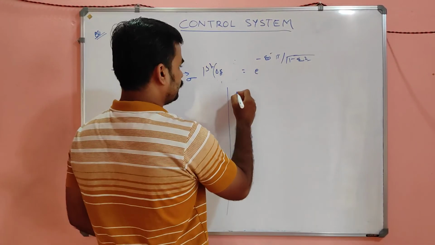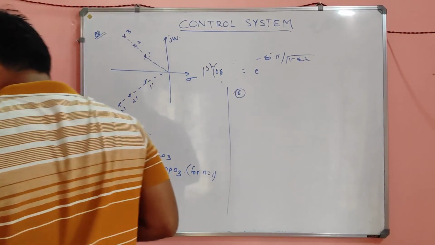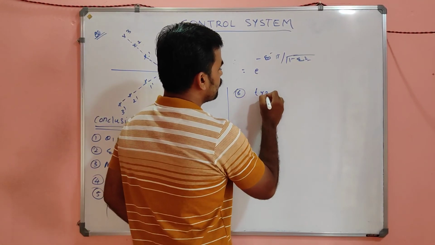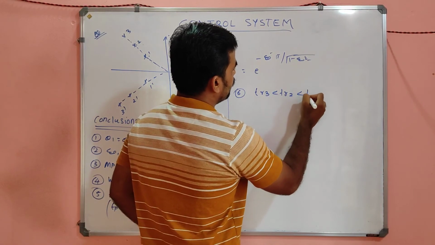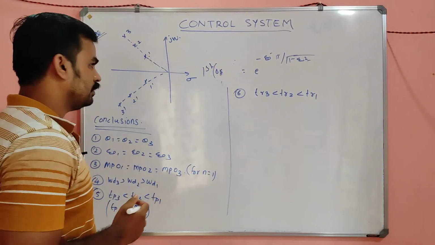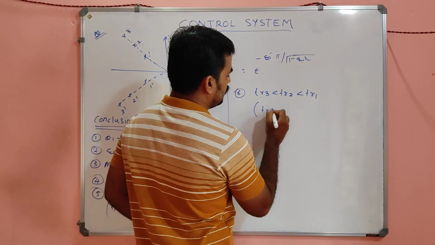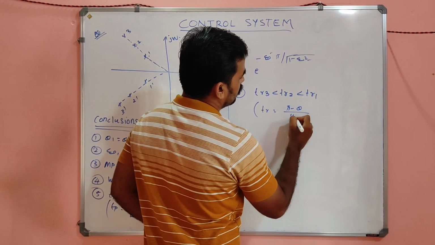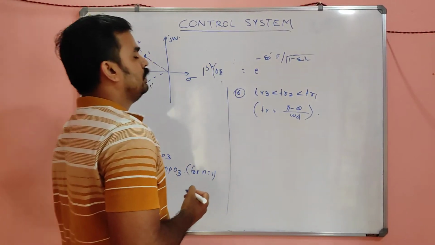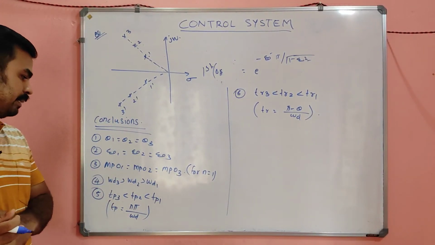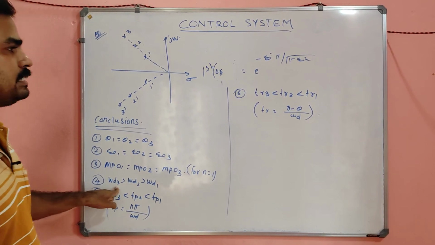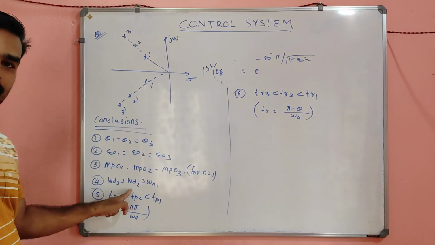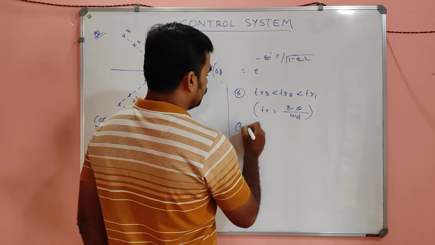Next conclusion. Sixth conclusion is that, correct now, because Tr has a relation: Tr is equal to the rise time, pi minus theta divided by omega d, na? If omega d is increasing, Tr will be decreasing. The opposite of this will happen there. Huh? Seventh one.